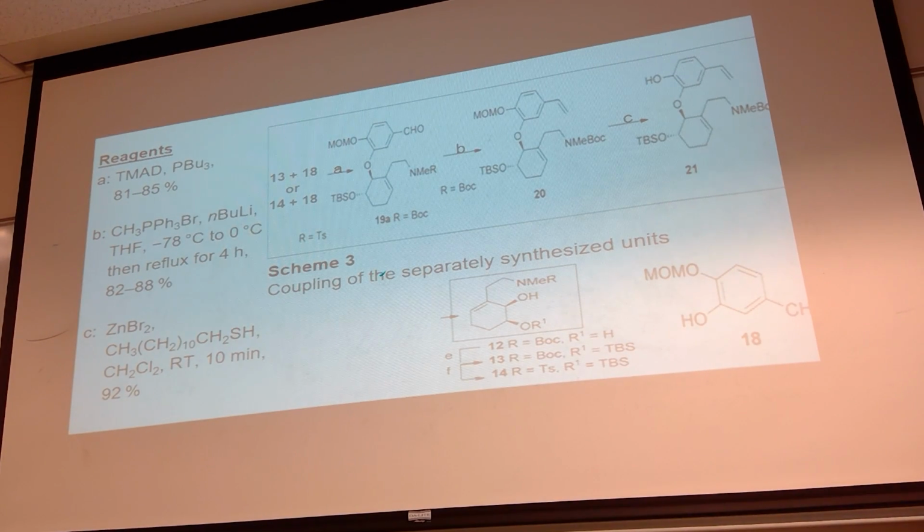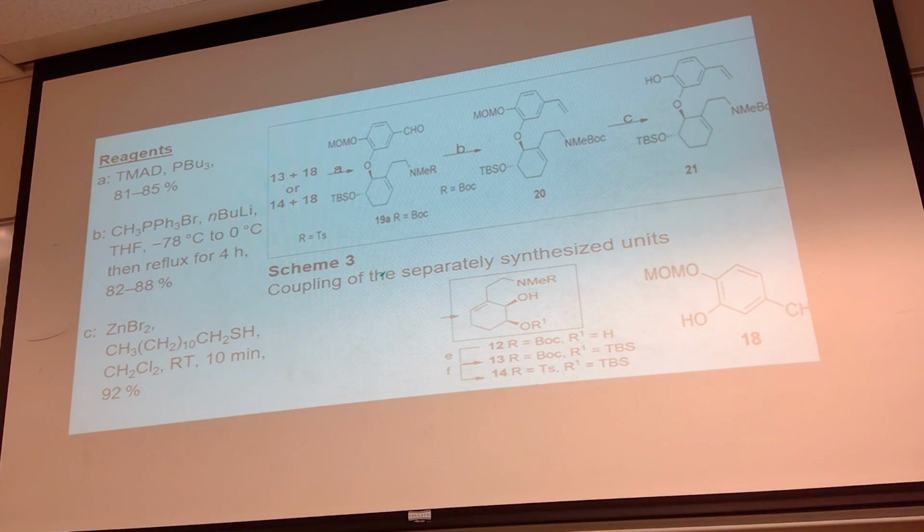Now that we had both of our precursors, they were coupled using a Mitsunobu reaction seen in 19A. 13 and 14 are just the different protecting groups that we talked about earlier. We're going forth with 13 with the Boc protecting group. It is, as Cristiano noted, the Mitsunobu reaction occurring once gives us the enantiomer of hydromorphone, where the double inversion of the enantiomer produces the biologically active form of hydromorphone.